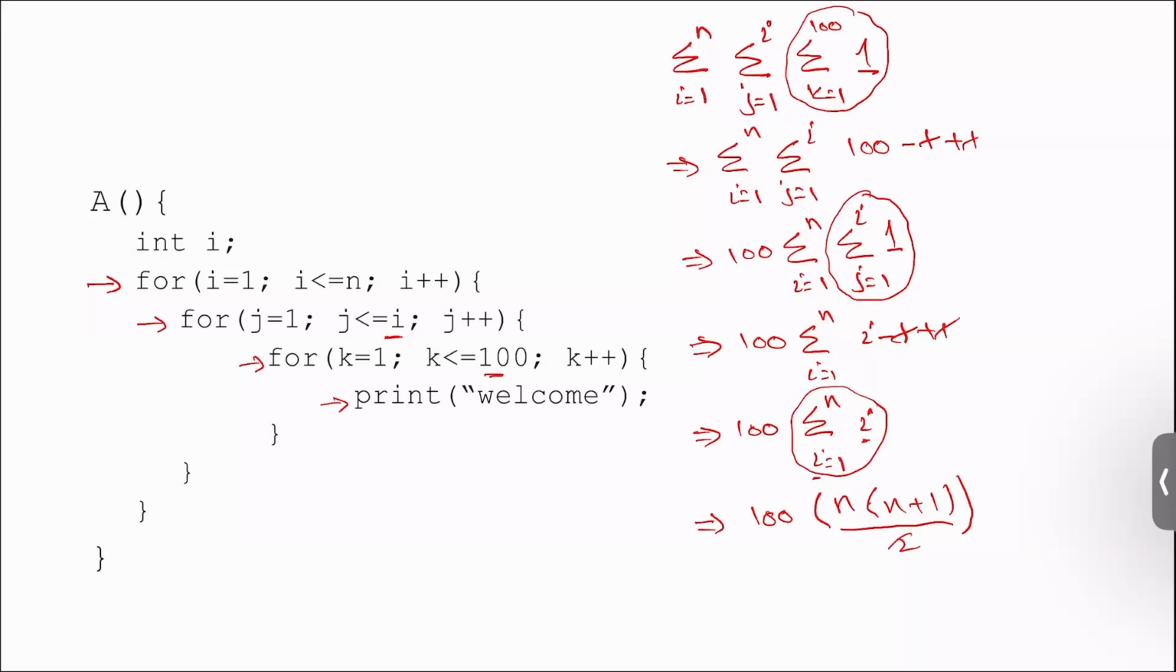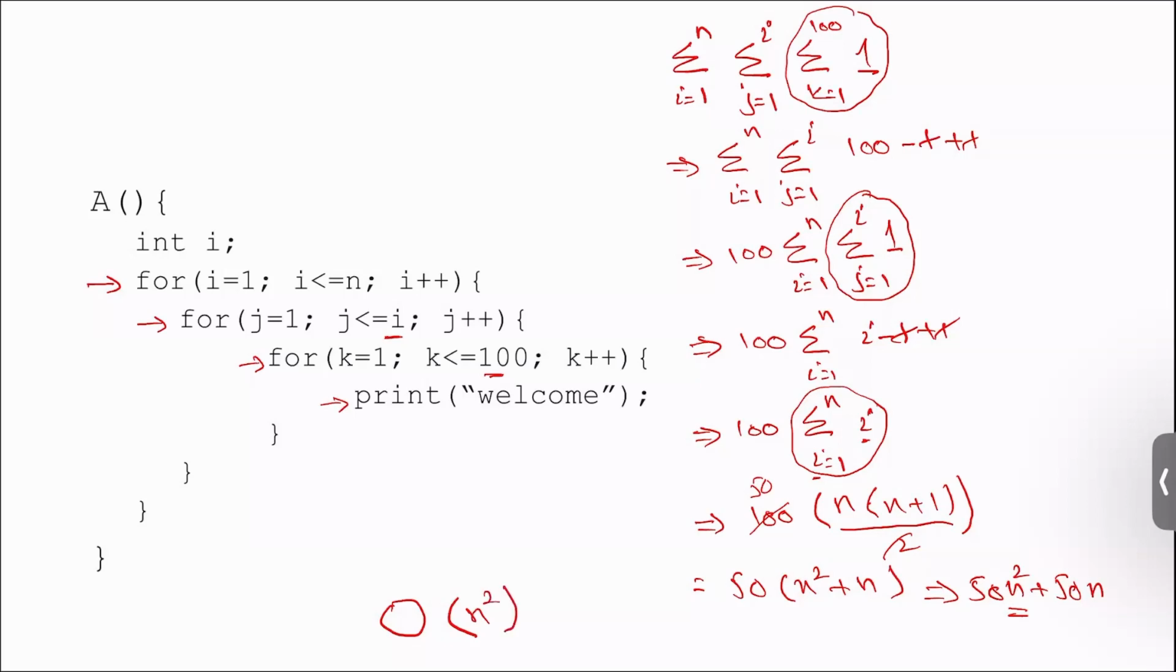Now I can simplify this. We'll cancel out this to the 50, which is going to be 50 times n square plus n. So if you simplify this, it's going to be 50n square plus 50n. And now when we talk about the big O, we only consider the higher order polynomial. The higher order polynomial is n square, and we ignore all the constants. So we can say that this is big O of n square.